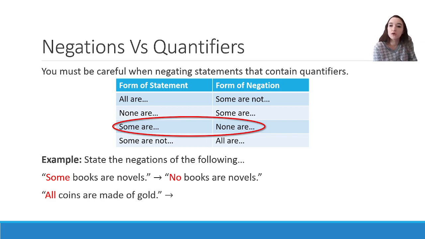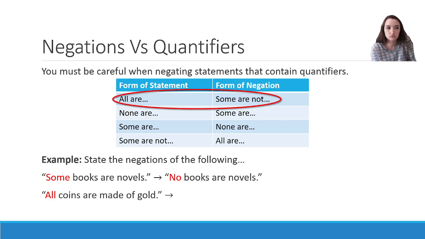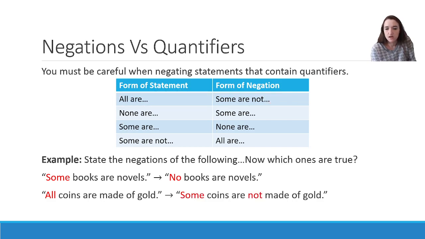Then all coins are made of gold. Again, I'm making this very generalized statement to say that every single coin that exists is made of gold. So you could prove me wrong by showing me at least one coin that's made of copper, right? So at least one is to say that some coins are not made of gold, like so.